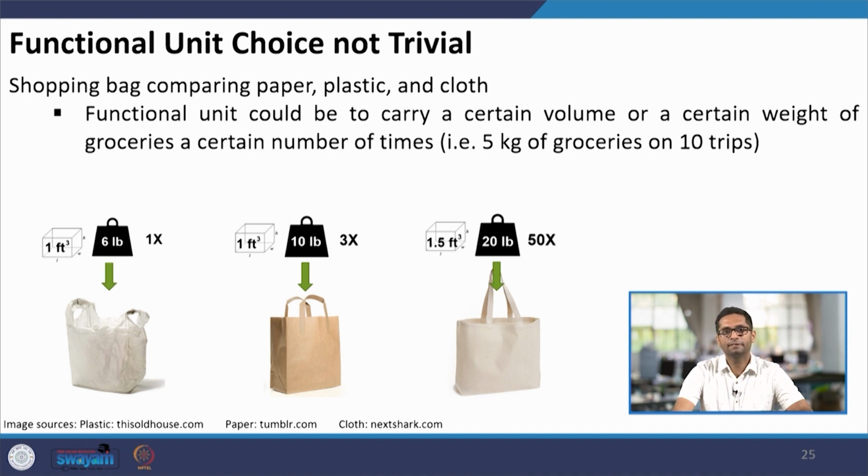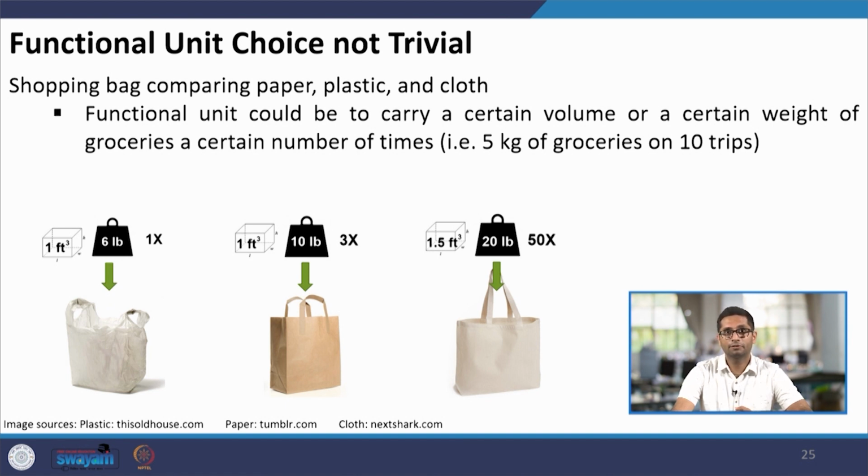Now suppose I fix a function unit where I want to compare the different kinds of bags for a volume capacity of 1 feet cube for one trip. In this case, a paper bag would be almost 3 times better than a plastic bag. Whereas if I choose a capacity of maybe 1 pound of weight over one trip, a paper bag would come out to be 5 times better than a plastic bag, because a paper bag has much more weight carrying capacity. So the number of times better that you expect a paper bag to be compared to the plastic bag changes just on the decision of a function unit.